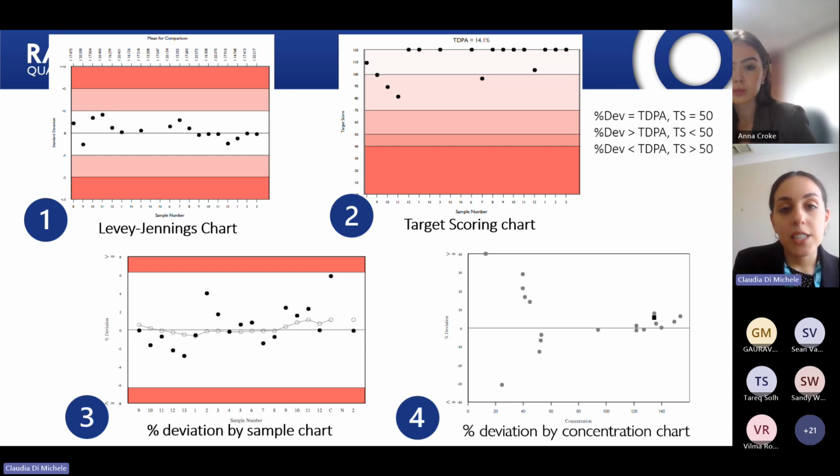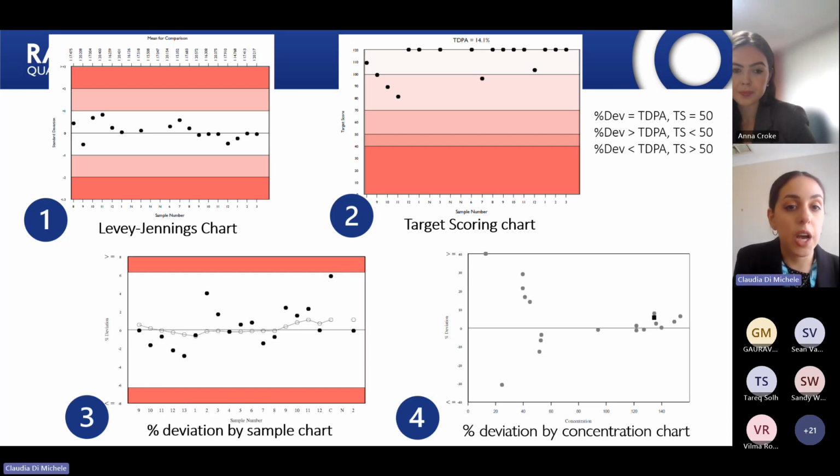The second chart here is a target score chart. This shows your target deviation for performance assessment at the top. This is that TDPA metric that I mentioned before. TDPAs are set by RIQAS. They're established individually for every parameter, and they're designed to be fit-for-purpose performance intervals, taking into account all sources of potential variation. They are based on historical RIQAS performance data that we've gathered over years. Some newer programs might not have this target scoring chart added to it.